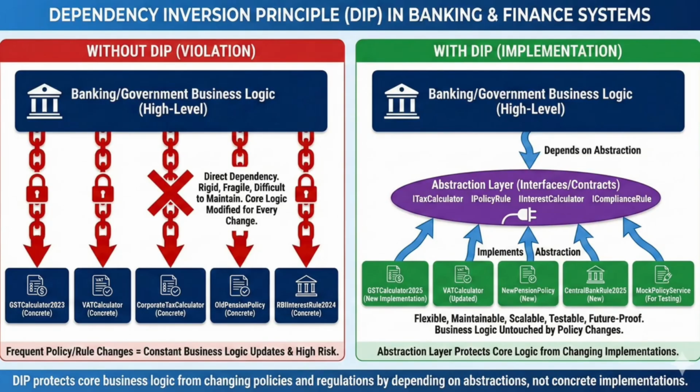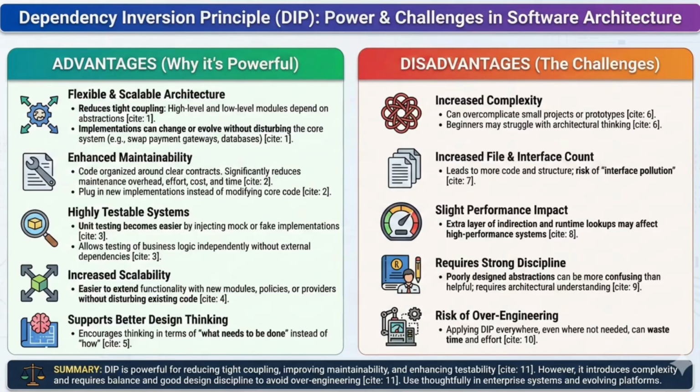The dependency inversion principle is one of the most powerful concepts in software architecture because it changes the way we design systems from rigid, tightly coupled structures into flexible, scalable, and future-ready architectures. One of the biggest advantages of this principle is that it reduces tight coupling between modules. In traditional systems, high-level business logic directly depends on low-level implementation classes, which makes code extremely rigid. Any small change in implementation forces changes in the business layer.